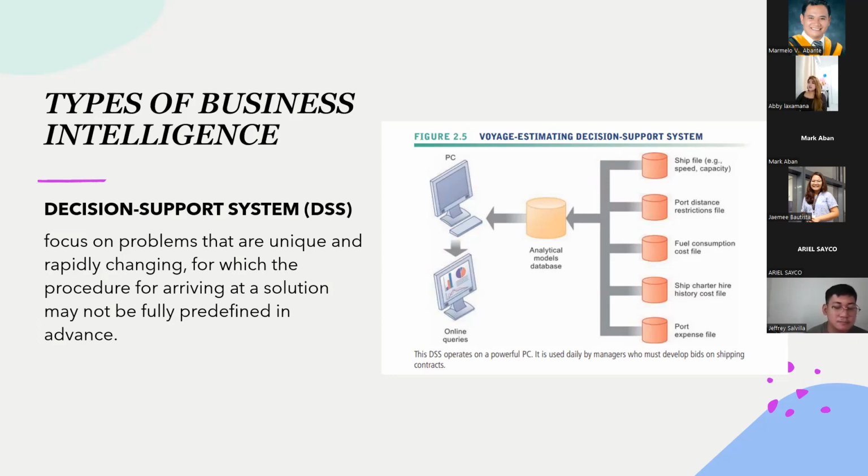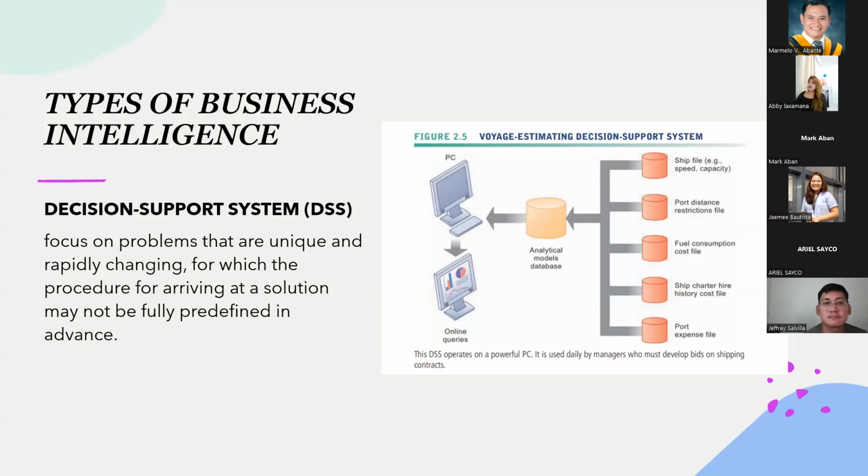Although DSS use internal information from TPS and MIS, they often bring in information from external sources such as the current stock prices or product prices of competitors. And these systems are employed by super user managers and business analysts who want to use sophisticated analytics and models to analyze data.